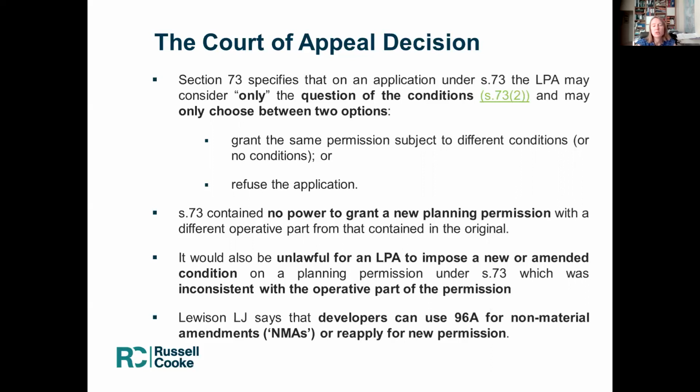The key finding, however, was that it would also be unlawful for a local planning authority to impose a new or amended condition on a planning permission under Section 73 which was inconsistent with the operative part of that permission. Following submissions as to what developers are supposed to do now when they need to make changes, the judge set out that the options are to use what's known as a non-material amendment, a Section 96A application, or indeed just reapply for a new permission. But obviously applying for a whole new permission can have lots of unintended consequences as regards, for example, community infrastructure levy changes, as well as time and cost delays in going down that route.